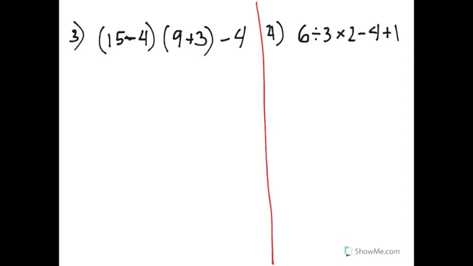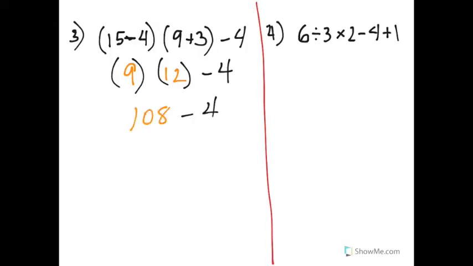Okay, so let's look at number 3. We can see that number 3 has 2 sets of parentheses. So we have to do what's inside each set of parentheses first. So we'll do 15 minus 4 first, and 15 minus 4 is 9. Now that we've done inside those parentheses, we actually do what's inside the second set of parentheses as well, to save a little time. 9 plus 3 is 12, and this is all minus 4. Now we have 9 times 12 minus 4, and we do the multiplication first. 9 times 12, 108.